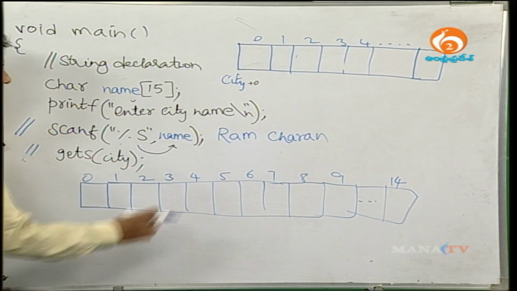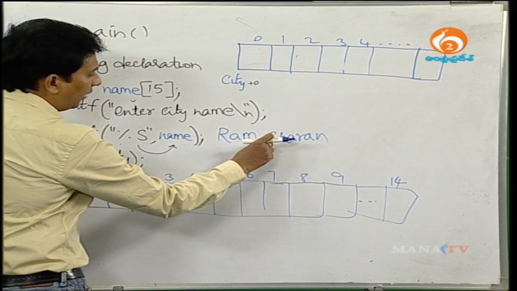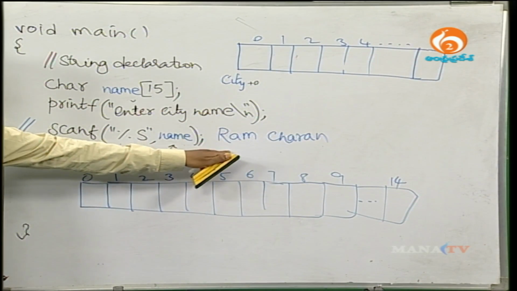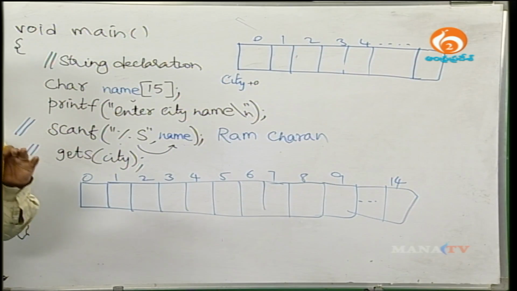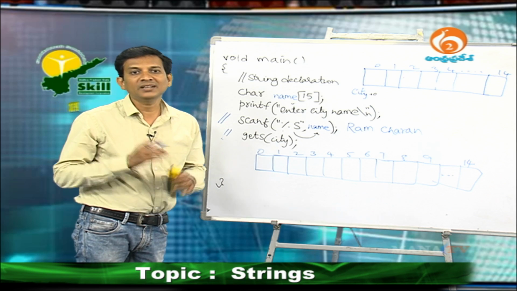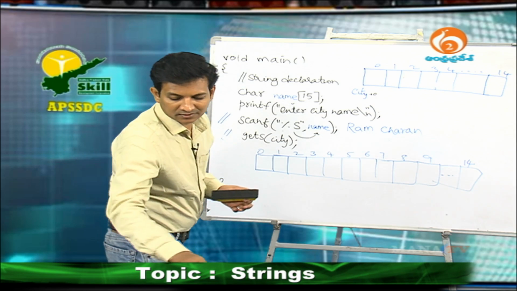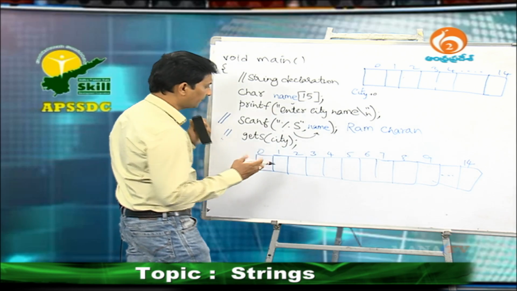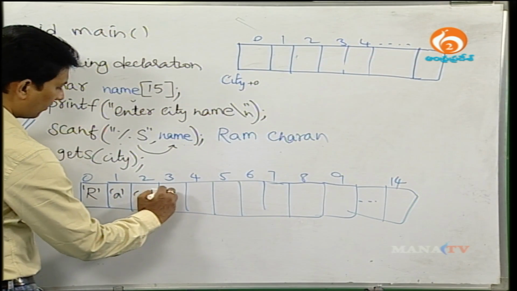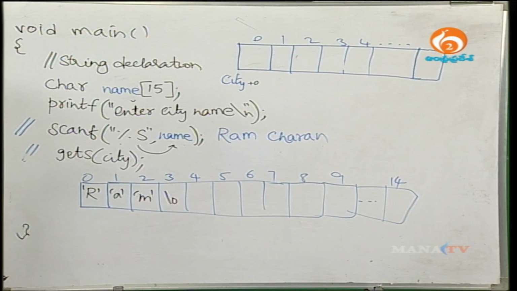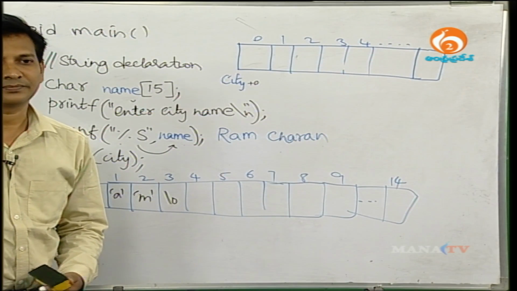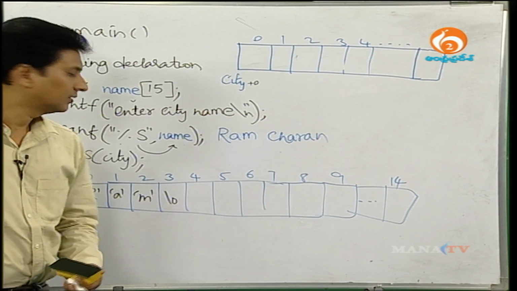After entering RAM, I want to give a space here. But the moment you give the space, the system will read it as \0. \0 means end of the string. So it will be stored like this: only RAM will be stored in the string. The space and Charan will be ignored by the system.